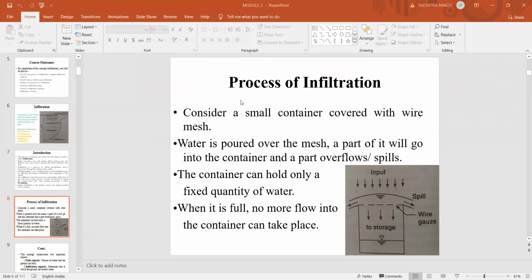Now, how exactly does the process of infiltration happen? Consider a small container covered with wire mesh. Water is poured over the mesh. A part of it will go into the container and a part overflows or spills out. The container can hold only a fixed quantity of water, so when it is full, no more flow into the container can take place. In the laboratory, you can have a container with soil and artificially simulate the rain, and you can estimate the amount of water that infiltrates and the amount of water that spills out of the container.